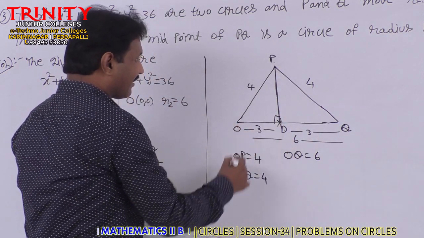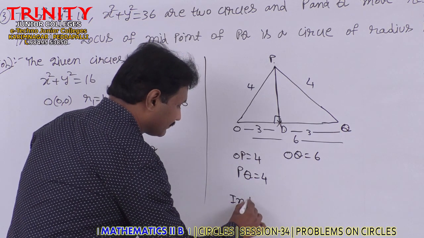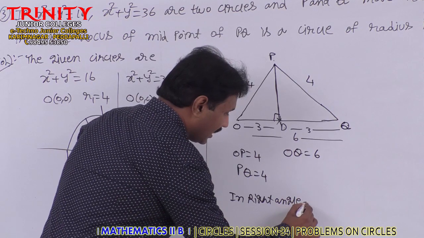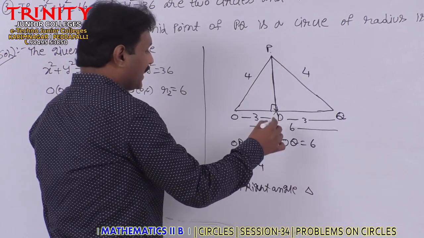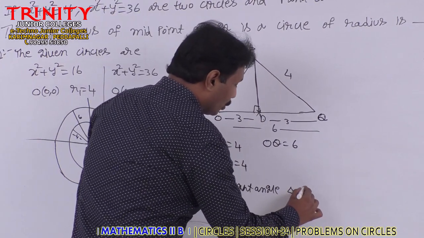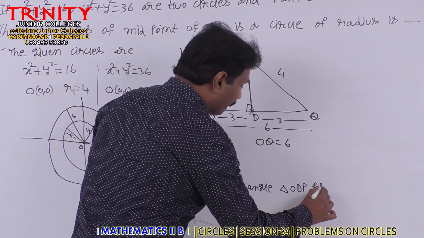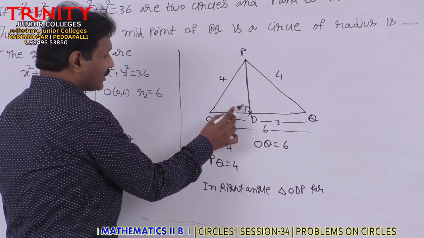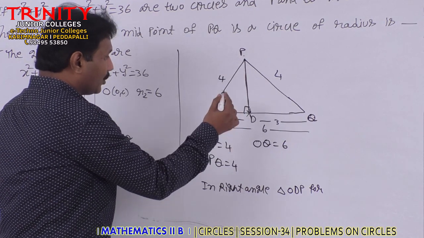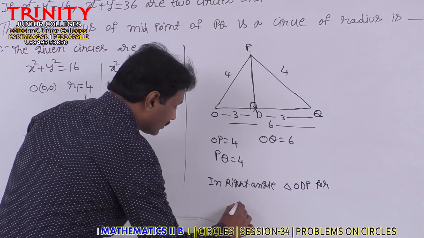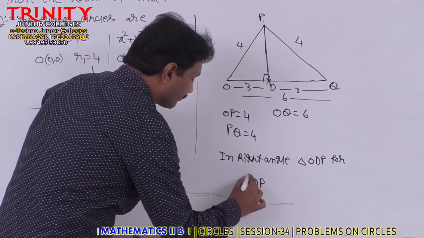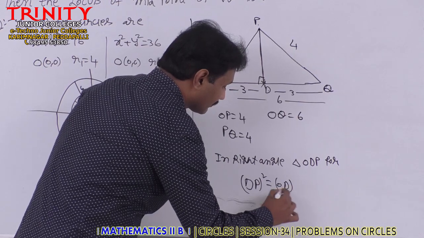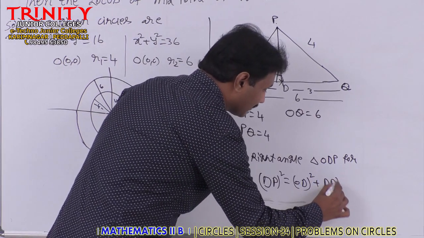This is a right angle triangle. In right angle triangle ODP, we need the value of PD. Opposite to the right angle is the hypotenuse. Therefore, OP square equals OD square plus DP square.